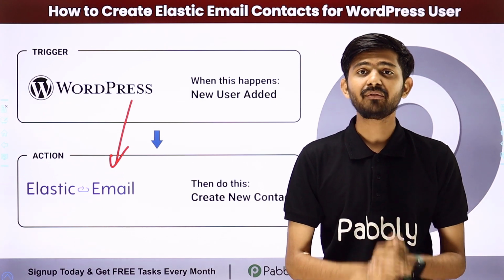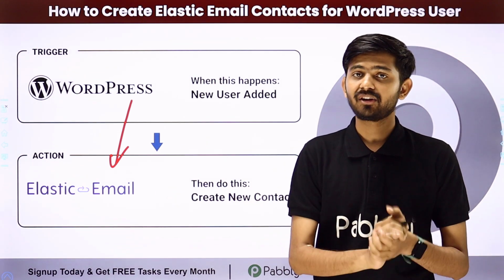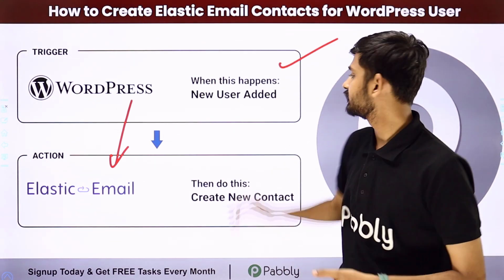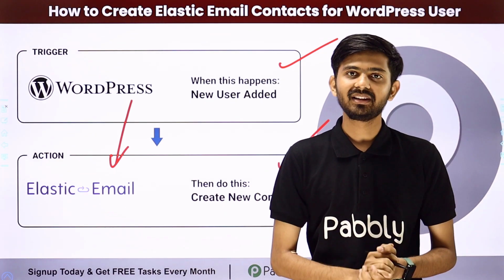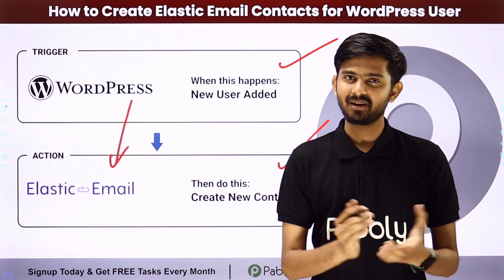In Pabbly Connect, I have to use a trigger and an action. In the trigger application, I'm going to use WordPress. In the action application, I'm going to use Elastic Email. So how am I going to build this connection? For that, let me take you to my computer screen.